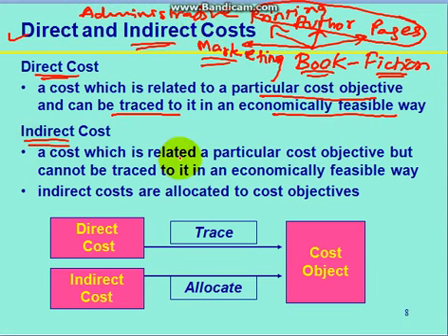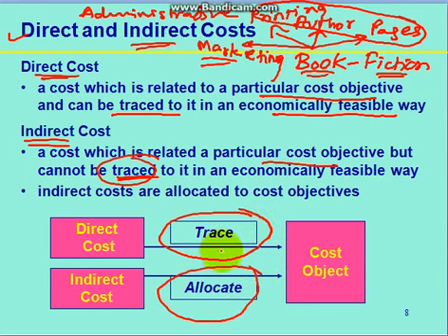So cost which is actually related to a particular cost objective but cannot be traced. So the difference here is one can trace and one cannot trace. So indirect costs are nothing but which are not traceable. Basically direct costs are which are traceable directly to the cost object, and indirect costs are allocated to the cost object. So this is the basic difference between direct cost and indirect cost.